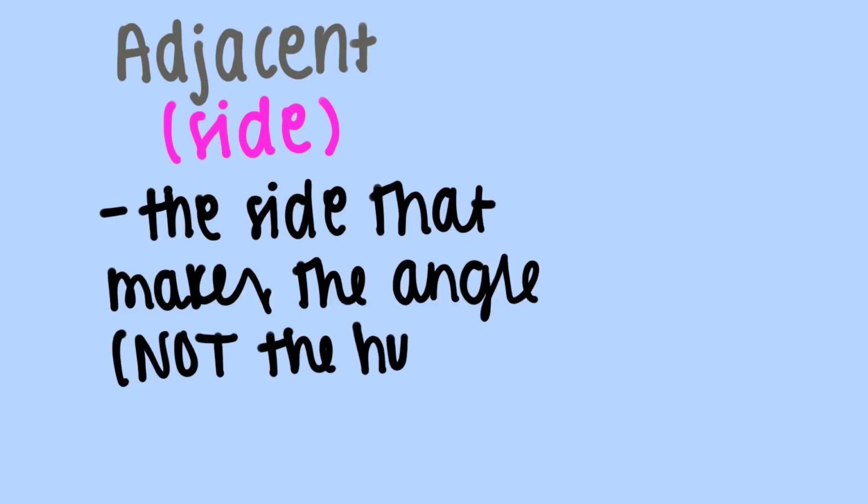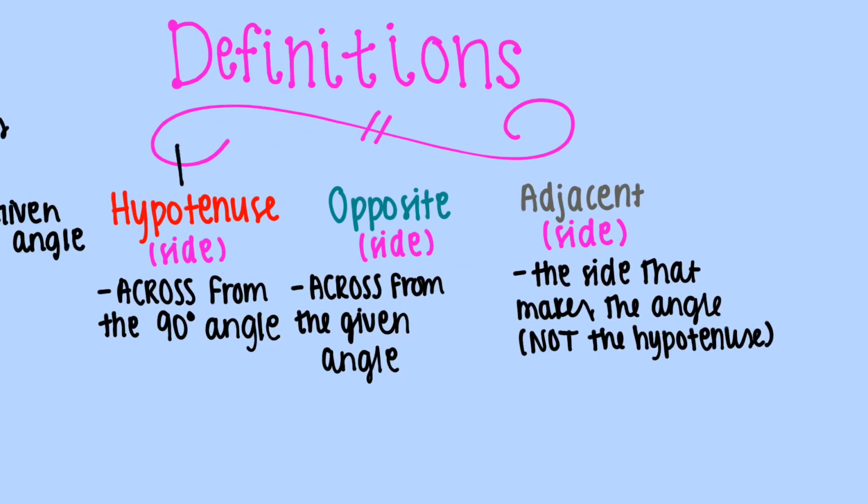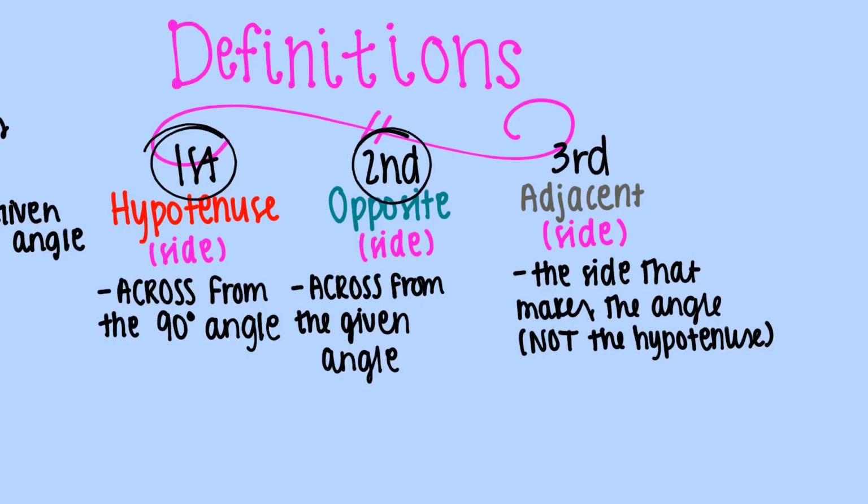That's why I'm going to tell you what order to label your sides in to make it a little bit easier. So just like I have it listed here, you're always going to want to label your hypotenuse first. After you've done that, you're going to go ahead and label the opposite side. And finally, there will be only one side left, meaning it has to be your adjacent side.